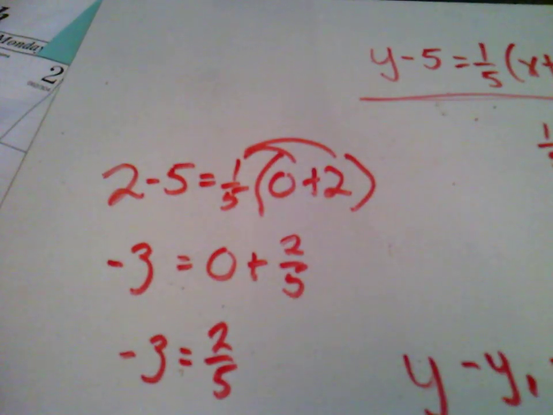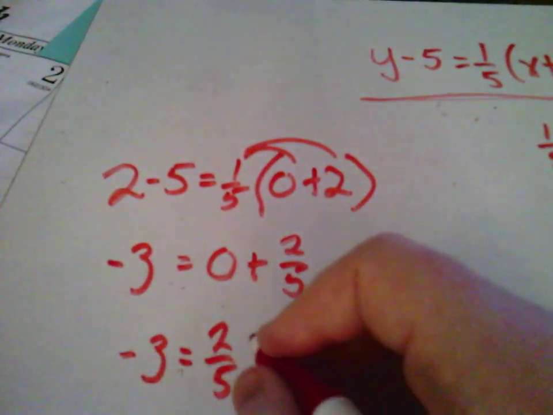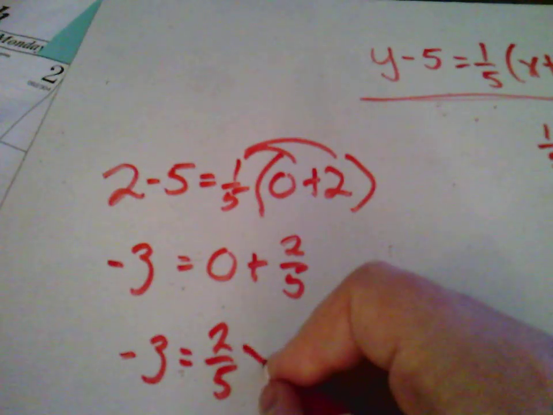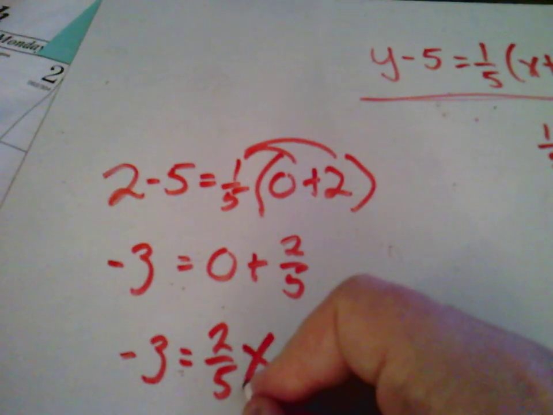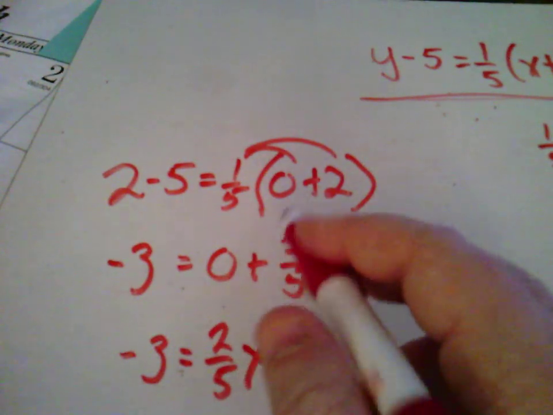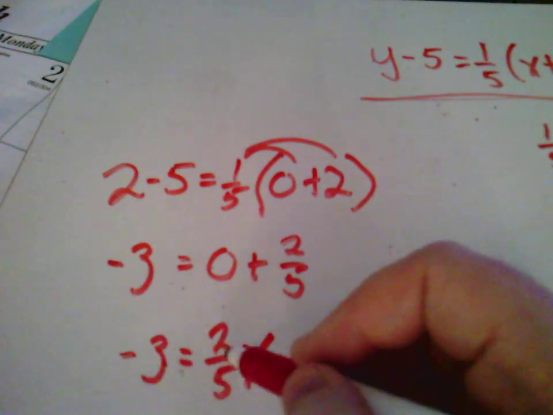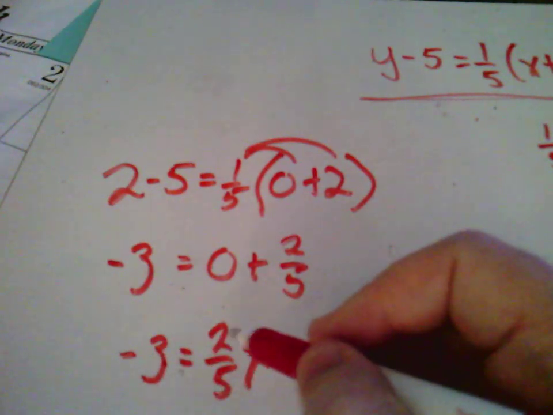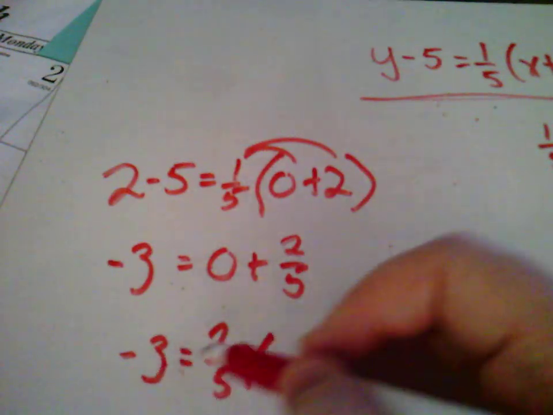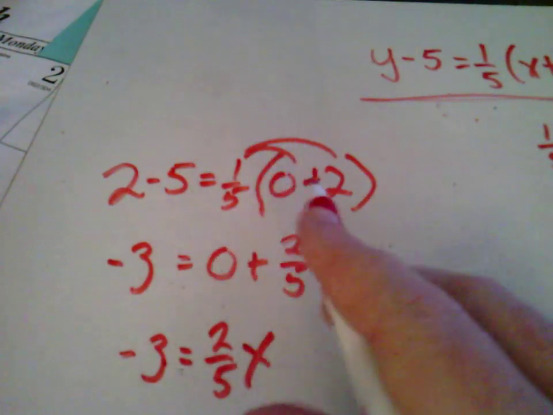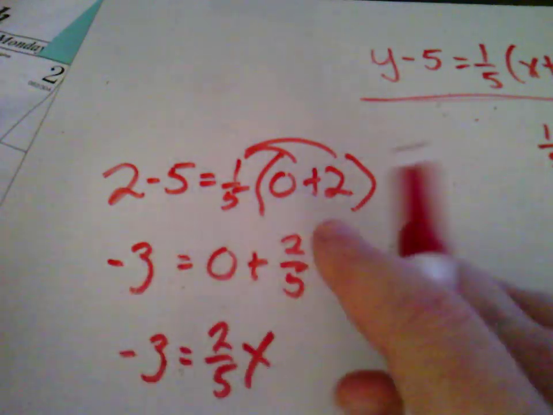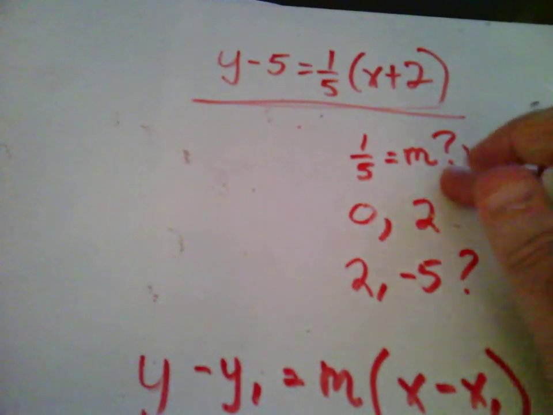Now, is that a true statement? No. -3 is not equal to 2/5. So 0, 2 is not a point on this line. The only way that this statement would have been true is if we ended up with both things on each side of this equation equal: -3 equal -3, or 4 is equal to 4, 0 is equal to 0. Since this isn't true, that doesn't work. That's not a point. Go back over here, get rid of our question mark.